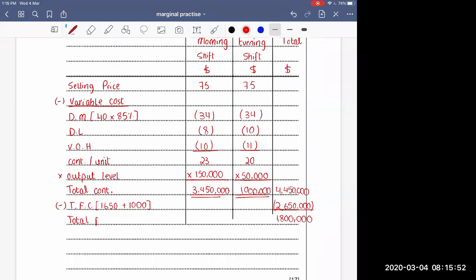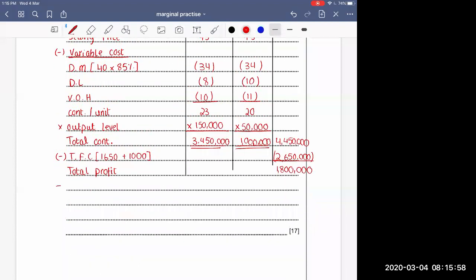But are we required to show the total profit or the additional profit? Sir, it's additional profit, which is total profit minus existing profit. What was our existing profit? The existing profit was 1,650,000. So the incremental or additional profit comes to 150,000. So by producing additional units, what is our additional profit? Sir, it's 150,000. Got it, guys? Got it?